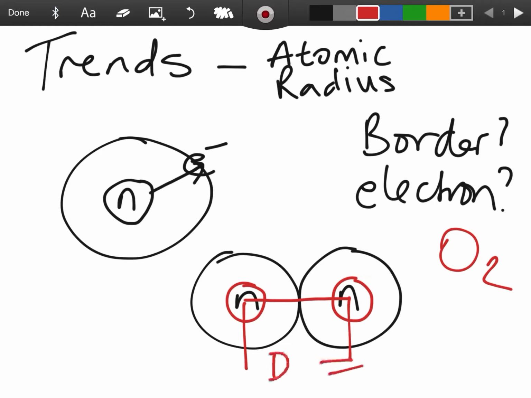Okay, and then how do we get the radius? We halve that distance. Okay, so there's a definition of atomic radius: the atomic radius of an atom is defined as half the distance between the nuclei of two atoms of the same element that are joined together by a single covalent bond, okay?